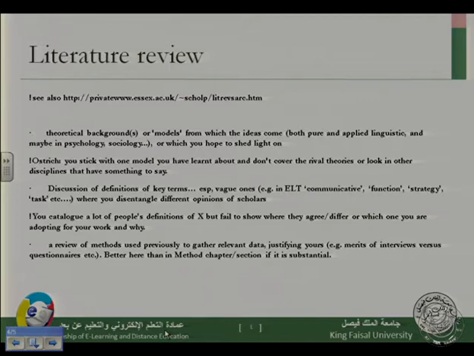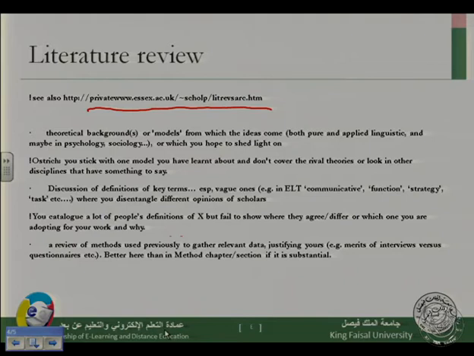A review of methods used previously to gather relevant data. Yes, in your literature review, the methods that other people used. Review how they use questionnaires, how they use interviews, maybe think aloud, maybe observations, different ways to collect information. You need to review them, you define them, you tell us about the advantages and disadvantages of using this particular tool or method.